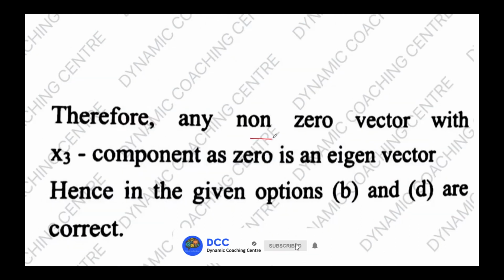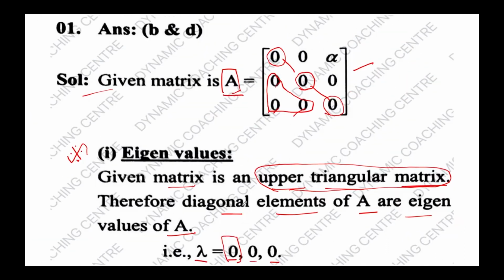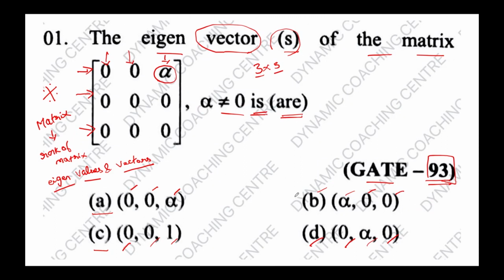So therefore any non-zero vector with x3 component as 0 is an eigenvector, right? Hence in the given options, if you just refer to the question, option B and D are actually found to be correct, right? So alpha 0 0 or 0 alpha 0, because you know that the third component of the eigenvector should be equal to 0. So two possibilities are there. Both options B as well as D are found to be correct.